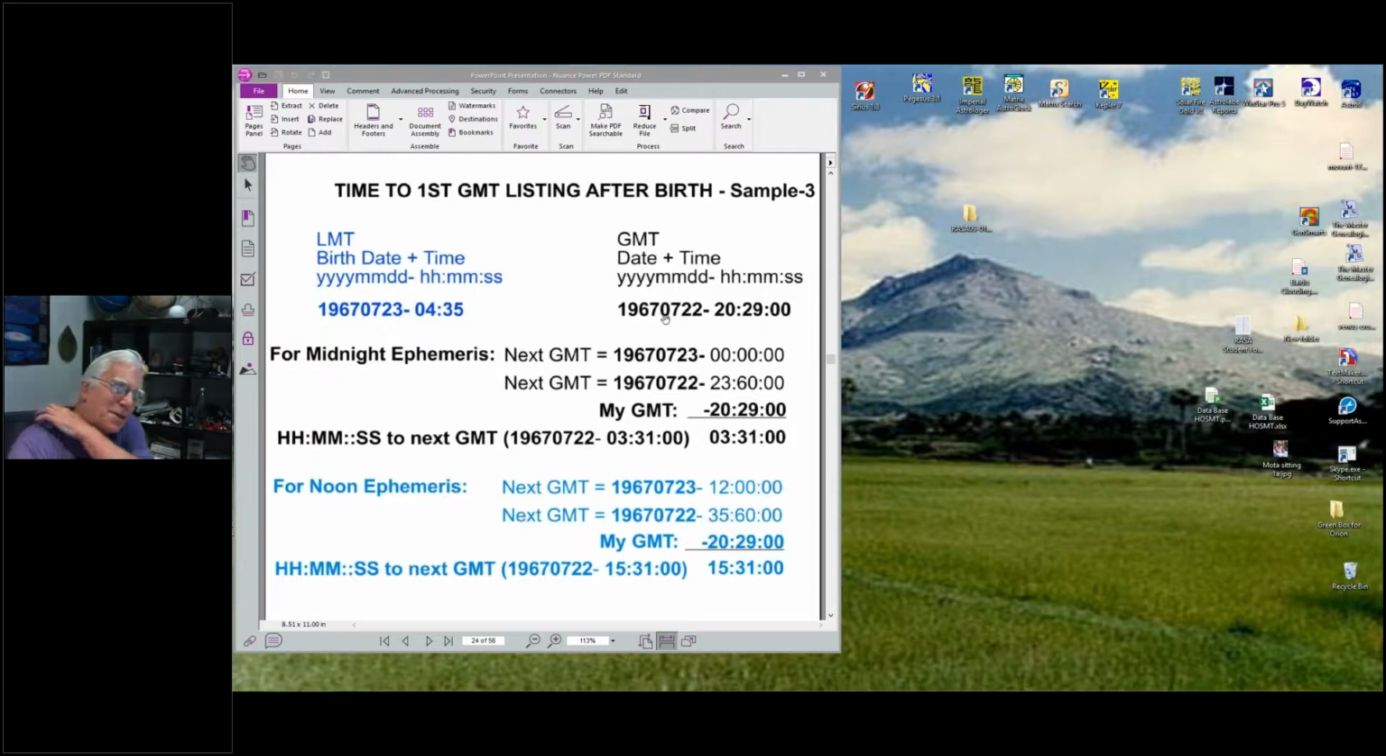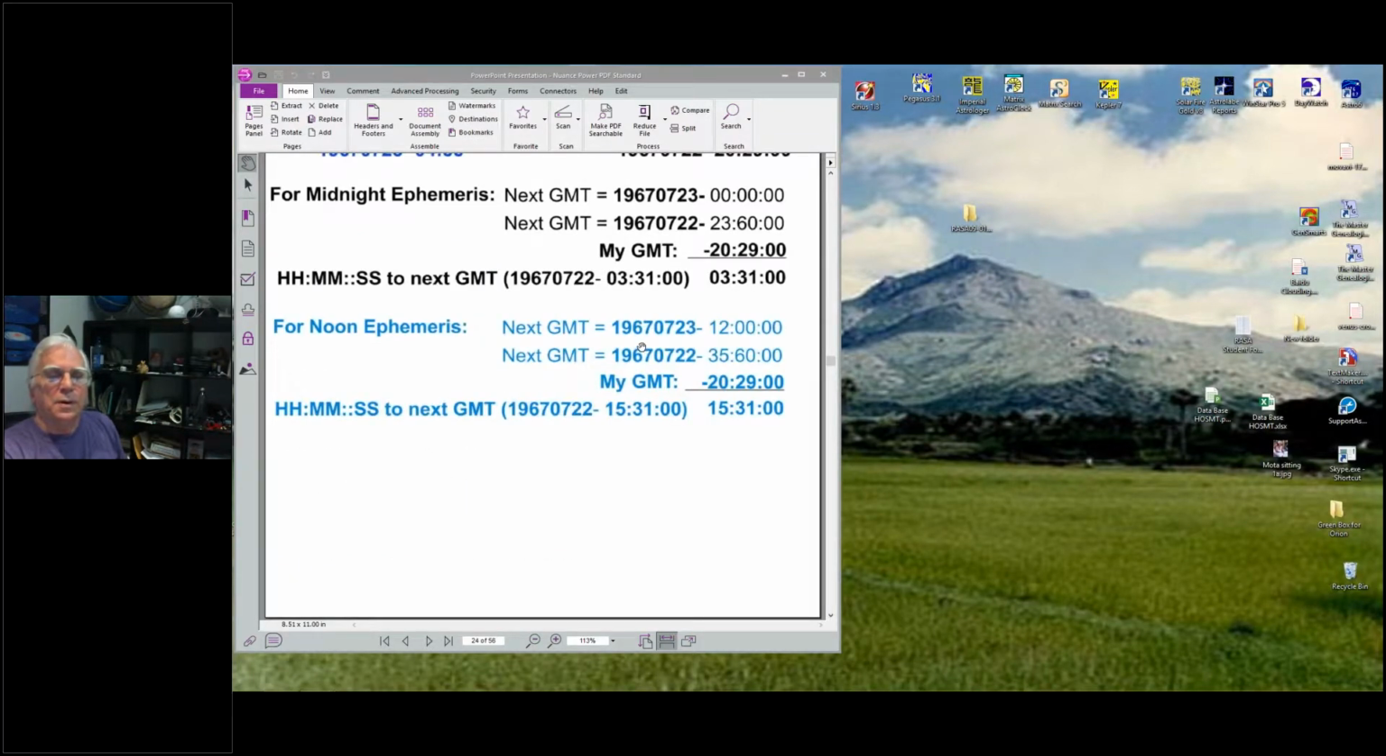We're going to midnight July 23rd because of GMT. Not the LMT, it's already in the 23rd, but GMT wasn't. So we're still going to the GMT at the beginning of that day. It's the next GMT. So that's 3 hours and 31 minutes. If it was a noon GMT, you'd be going to the next day and it would be 24 hours for one day and add another 12. You end up with 36 hours and subtract your 20:29. You end up with 15 hours and 31 minutes to the next listing.